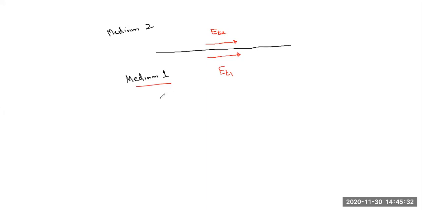law, and that was the closed line integral of electric field is equal to minus the rate of change of magnetic flux passing through the surface, which is formed by this closed path.